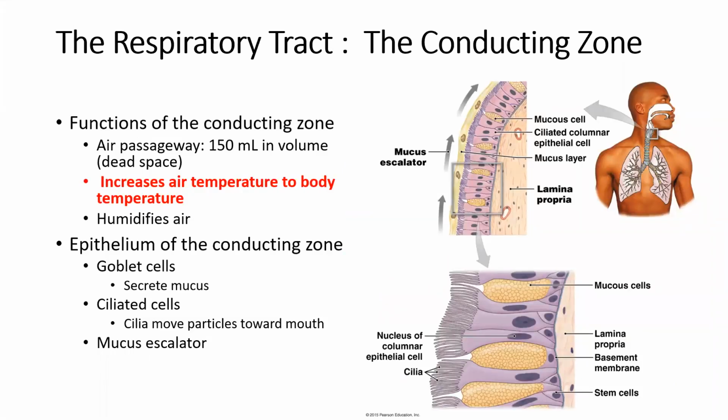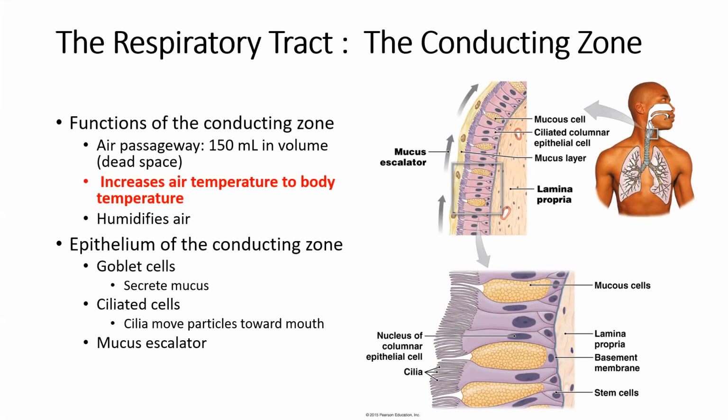Okay. Let's speak about the function a little bit more here of the conducting zone. The conducting zone allows for what we call dead space. And dead space is the amount of air that's just residing in that entire tract, from the pharynx all the way down to the terminal bronchioles. That holds about 150 milliliters in volume. And that air is not actively involved in any type of exchange. And that's why we call it dead space.